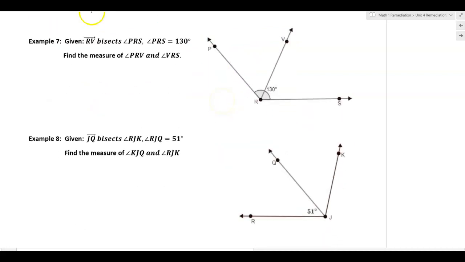So looking at the first example, they tell me RV, and I like to draw on the diagram, bisects angle PRS, and I'm going to highlight PRS. If you look at that angle, it's made up of this angle and this angle. And if that yellow ray, RV, bisects it, I know that those two angles are congruent. Well, if this whole angle is 130 degrees, I'm basically going to do 130 divided by 2. That's going to say this angle is 65 degrees, this angle is 65 degrees.